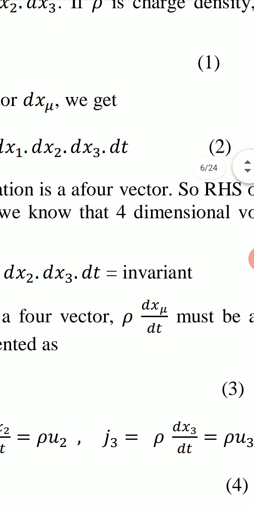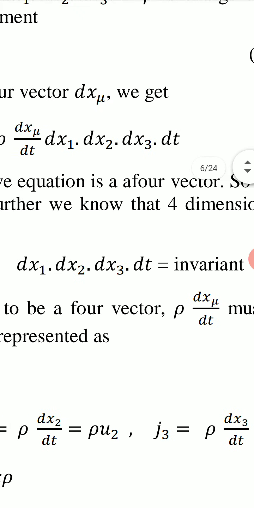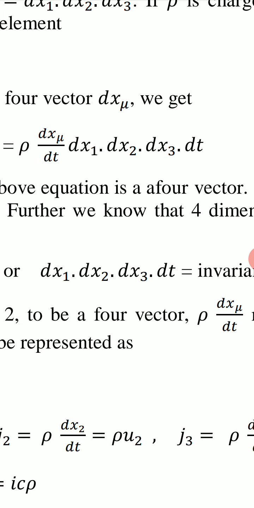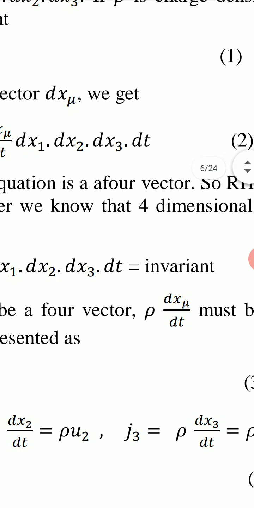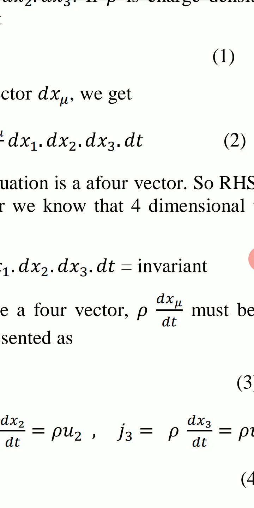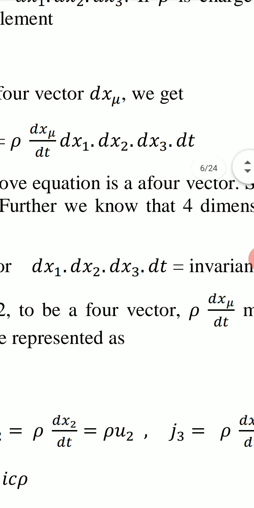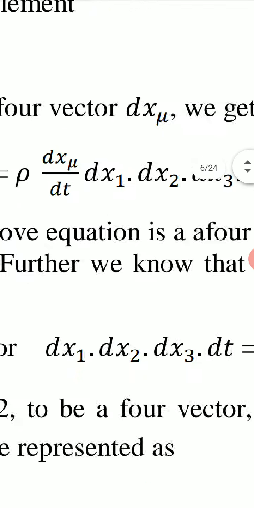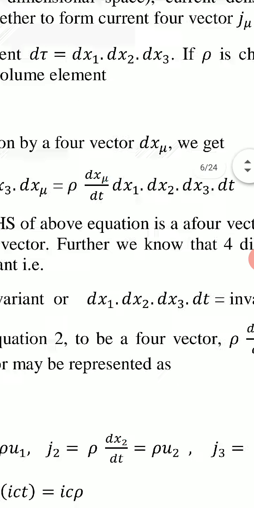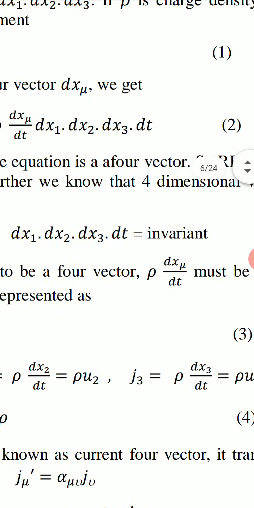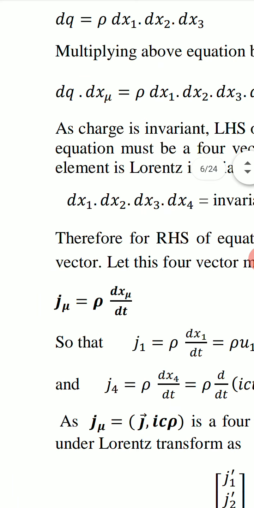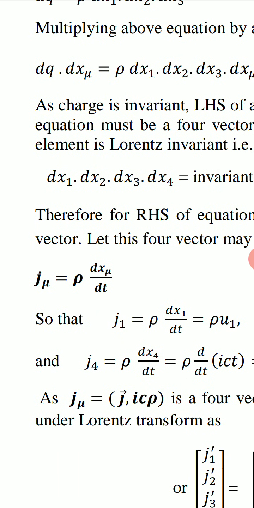So in the right hand side of equation 2, the left hand side is a 4 vector which is Lorentz invariant. In the right hand side dx1, dx2, dx3 into dt is Lorentz invariant. So the remaining term in the right hand side, which is rho dx mu upon dt, this must be a 4 vector. And this 4 vector is the current 4 vector, which we write as J mu. So the current 4 vector J mu is written as rho into dx mu upon dt.